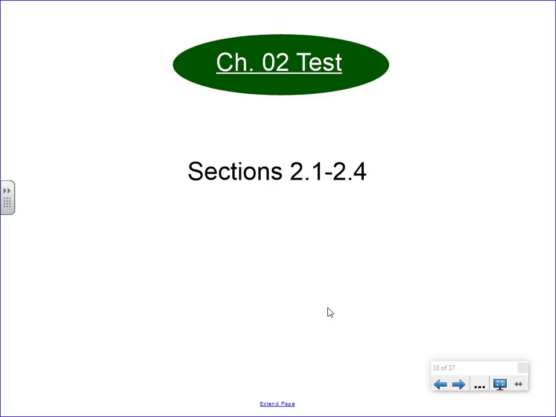I'm checking to make sure real quickly the answers to the review exercises in the back. There are answers to evens and odds to the review exercises in the back. Here's what I want you guys to do.